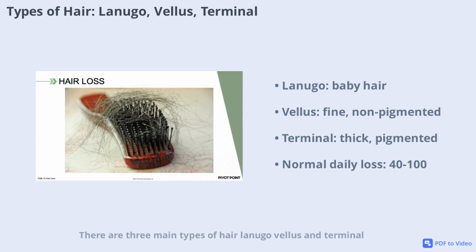There are three main types of hair: lanugo, vellus, and terminal. Lanugo is the fine, silky hair present at birth, which is soon replaced by vellus hair, short, fine, and non-pigmented. Terminal hair is long, thick, and pigmented, found on the scalp and eyebrows. On average, people lose 40 to 100 hairs daily, which is considered normal.